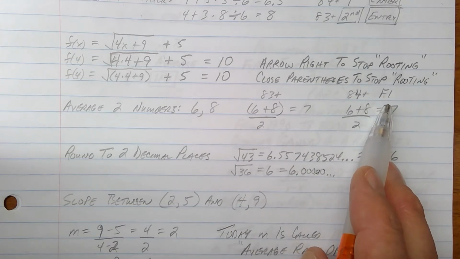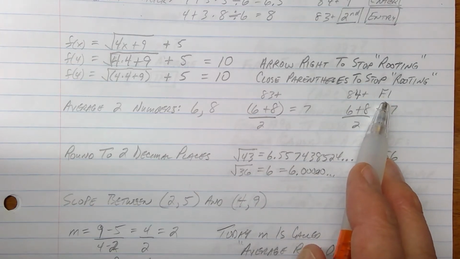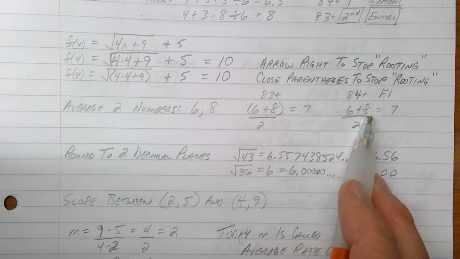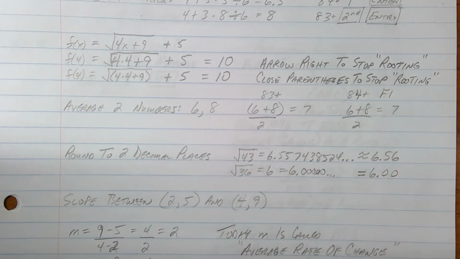On the 84, you just use your F1 key. It's on the top left in green. Pull that up, bring up the picture of the fraction, and just enter your values.